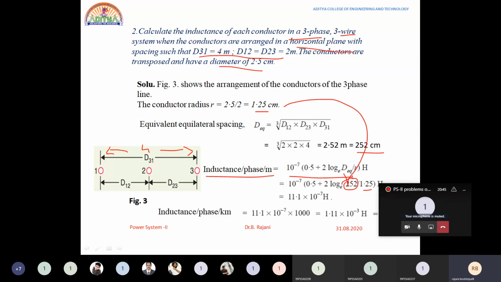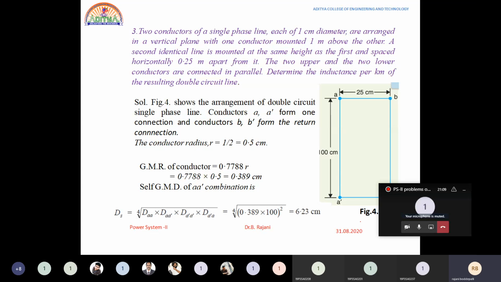Now, the problem will be different in the next problem. This is also the inductance per phase per kilometer. If we want to change from meters to kilometers, we multiply by 1000, so that 10 to the power of minus 7 becomes minus 4. And if you want to write it in millihenries, then it is 1.11 millihenry.